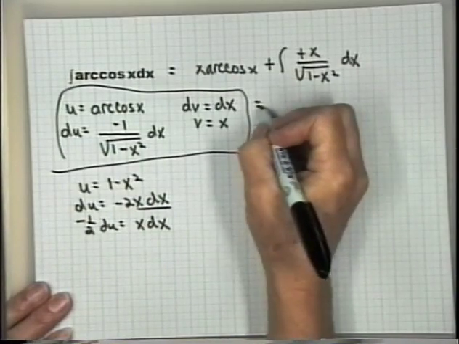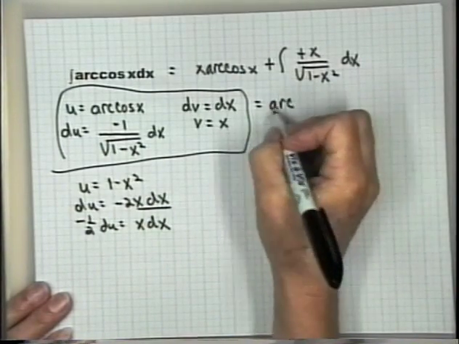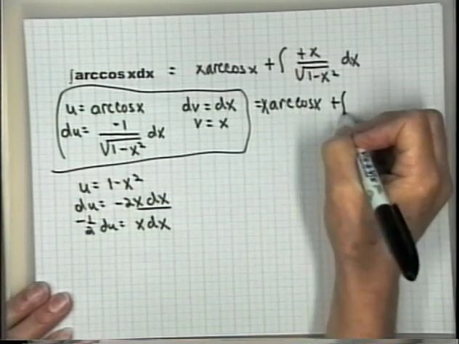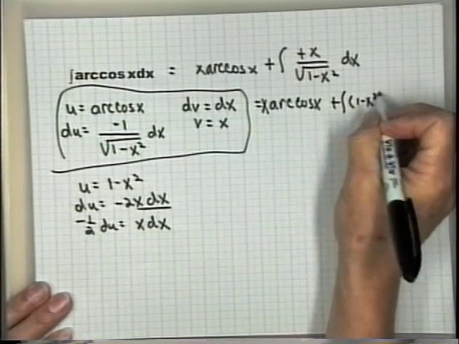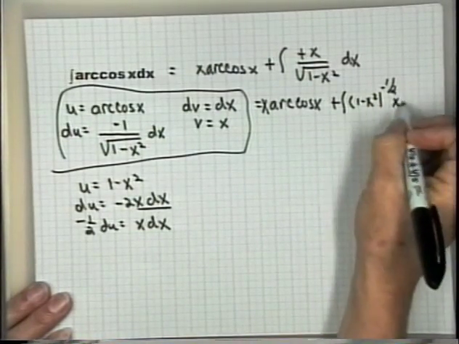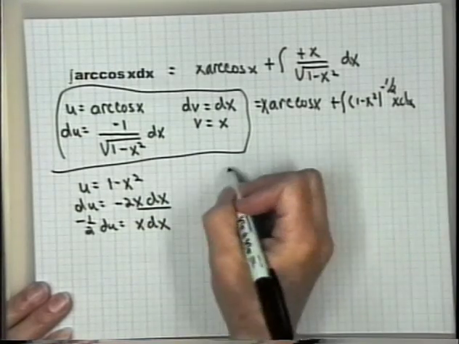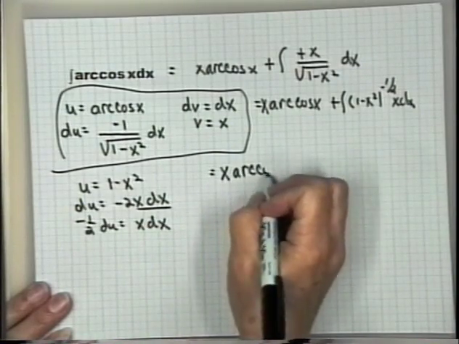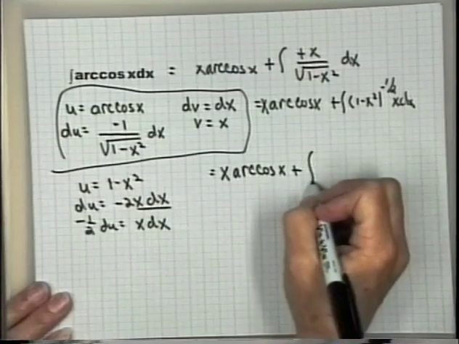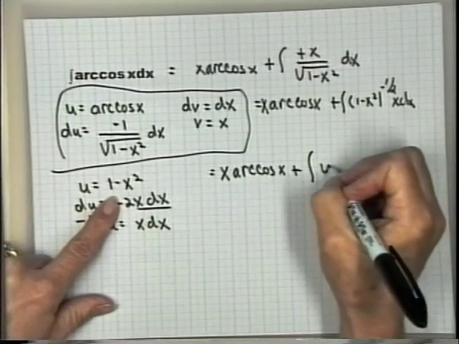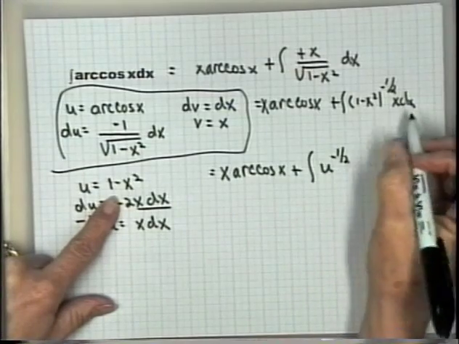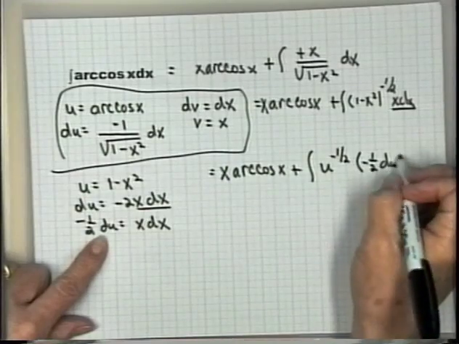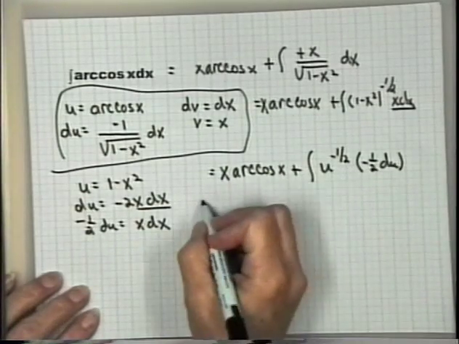So what we can do, let me just rewrite this one time. I have x times arc cosine x plus the integral 1 minus x squared to the negative 1/2 times x dx. And we're going to do a u substitution right there. I'm going to scoot this over so I have more room. X arc cosine x plus integral. Here I've got u to the negative 1/2. In place of x dx, I can put negative 1/2 du. Now this negative 1/2 can come out in front.